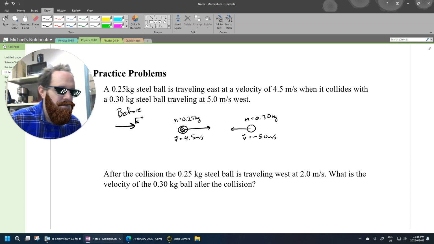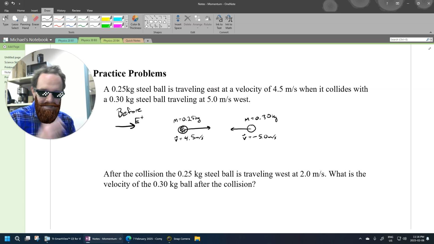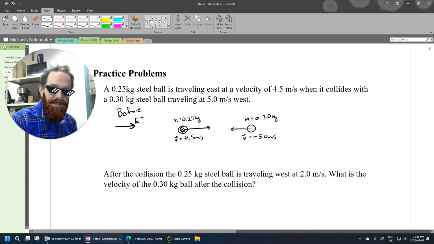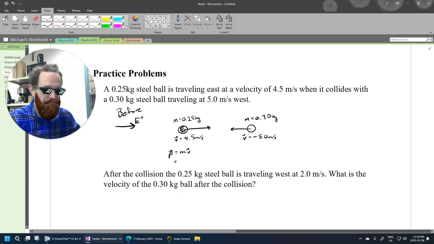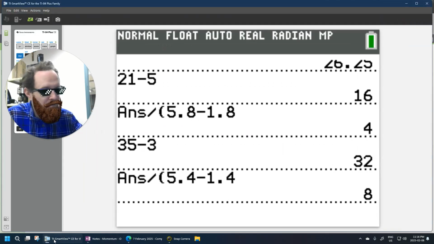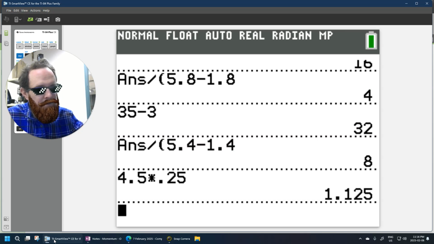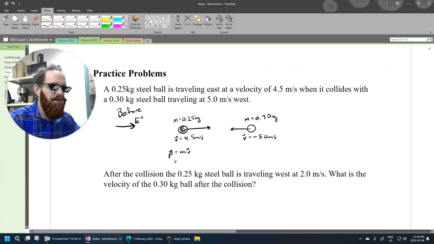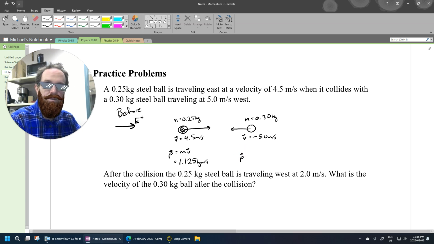Okay. So now what I can do is determine the momentum of both of these objects before the collision. So the momentum of this first object is going to be mass times velocity. I just multiply them together. Pull up my calculator. What was it? 0.25 times 4.5. Okay, 1.125. 1.125 kilogram meters per second. So I can find the momentum of this ball.